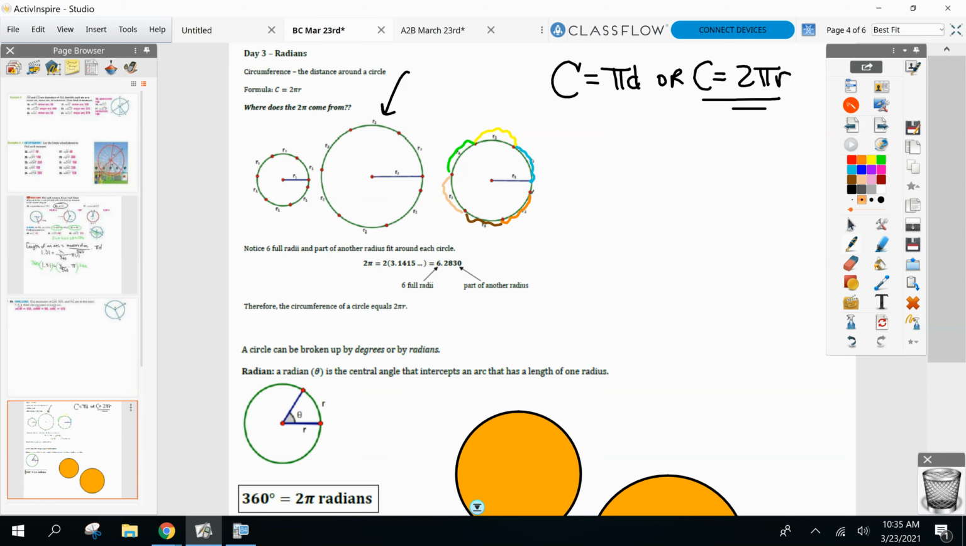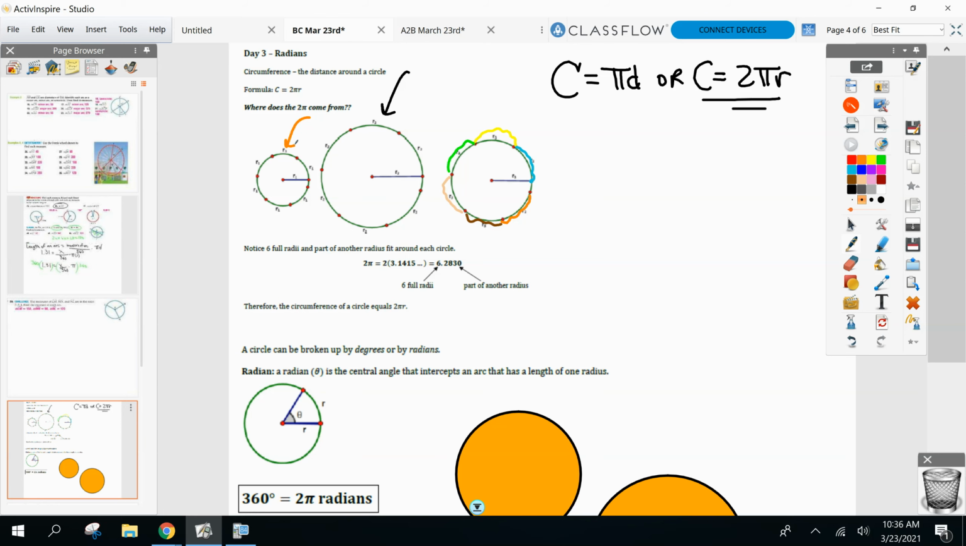So how many full radii could I get around the circle? 6. And then a little bit more. Not a full one, but a little more. Everyone agrees? And I said, all right, that's pretty cool. Let me go to a different circle. So I made this smaller one right here, and I did the same exact thing. I drew the radius in, cut it out, and figured out how many I could fit around the circle. And guess what it came out to be? 6 full ones and a little bit more.